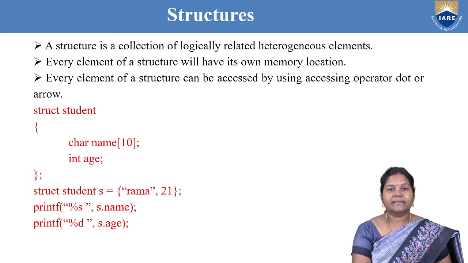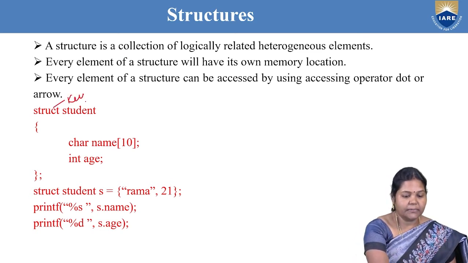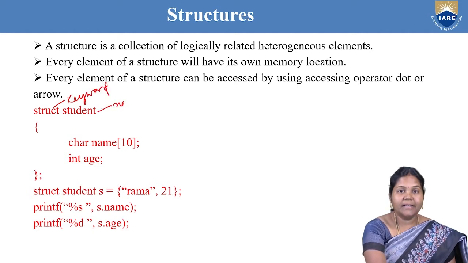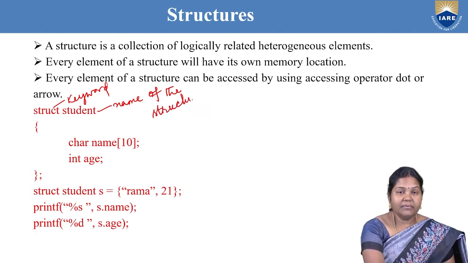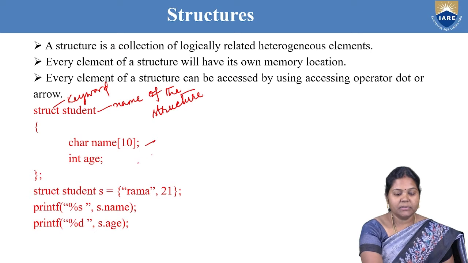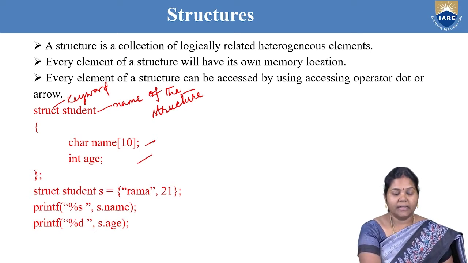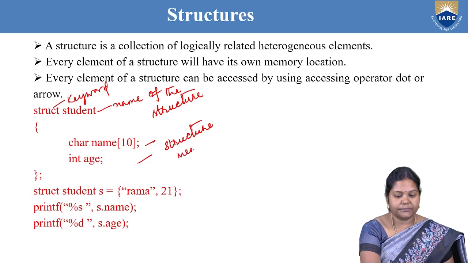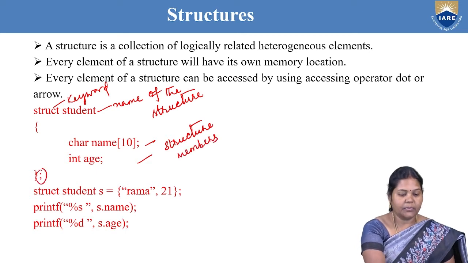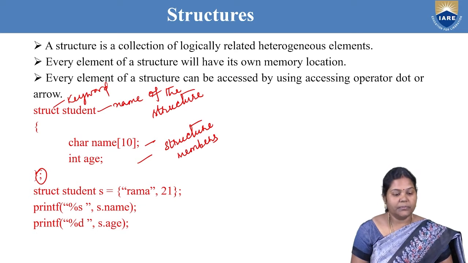Now, let us see an example of a structure. So, how to write a structure? A structure is written using the keyword struct, followed by the name of the structure. Now, every structure will have a number of structure members. So, here character name of 10 and integer age, these two are called the structure members. The structure should be ended with a semicolon, which says that a structure must be terminated by a semicolon.